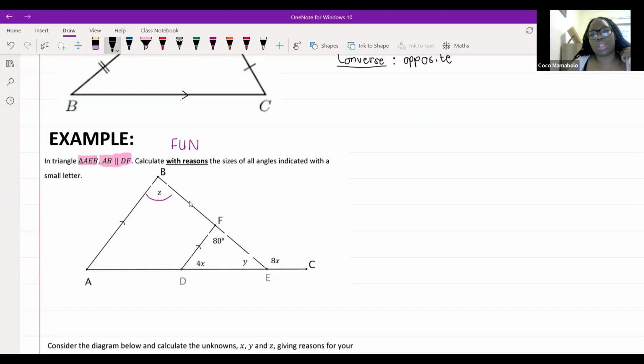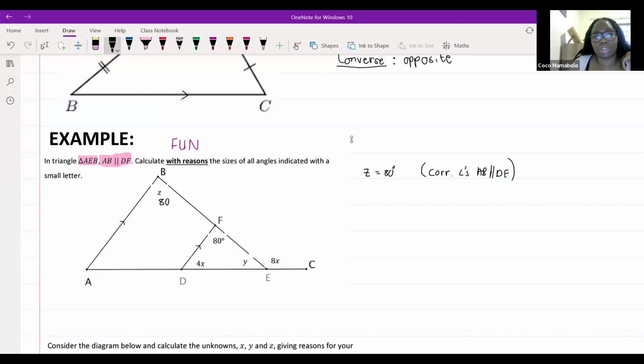Good. We can start by saying Z is equal to 80 degrees, corresponding angles, and you still need to say AB is parallel to DF. Correct. Good. Well done. Excellent work. So we've got Z. We know that Z is 80 degrees.